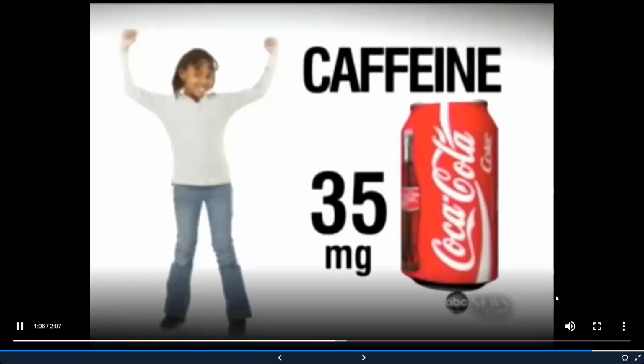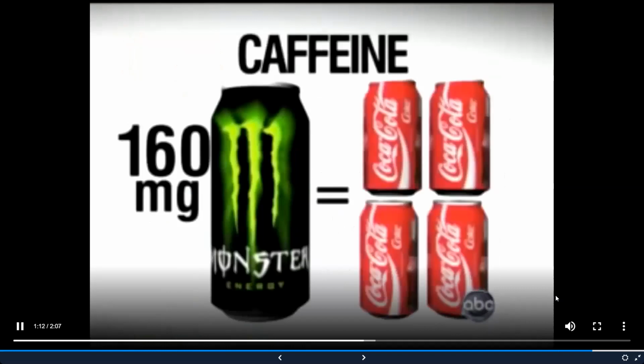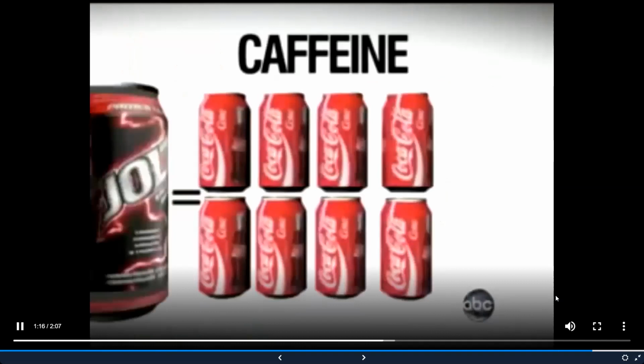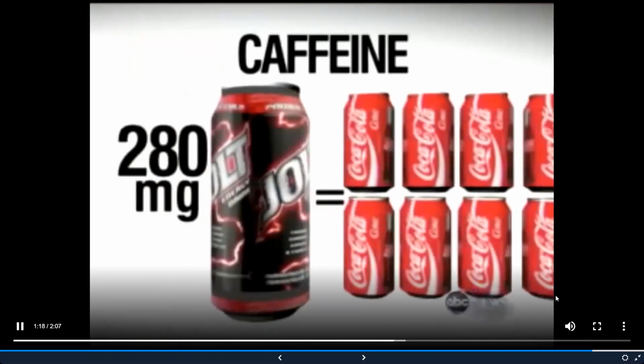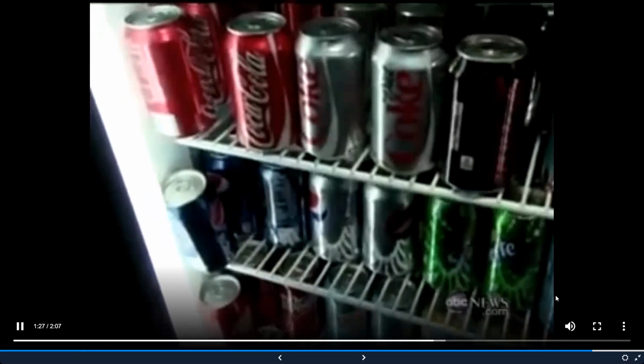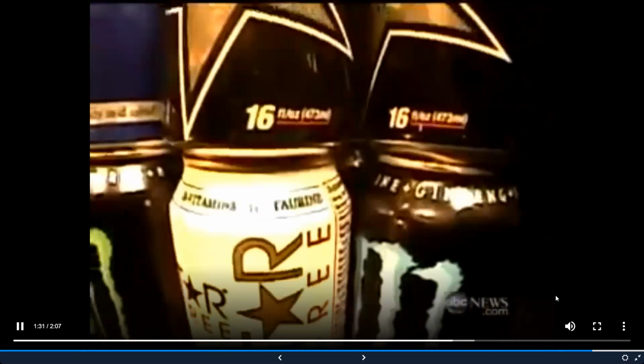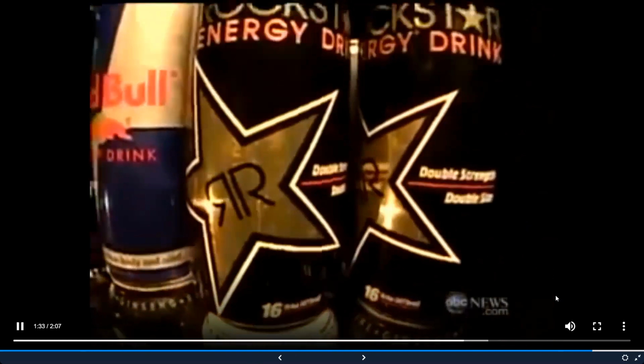A Coke has about 35 milligrams. A cup of coffee, 100. Energy drink Monster has 160 milligrams, the same caffeine as 4 Cokes. Jolt, roughly the equivalent of drinking 8 Cokes. It's over the counter, nobody's regulating it, and anybody can get it. The FDA does limit caffeine to 71 milligrams per 12 ounces of soda, but the study authors say energy drinks get around the rule by calling their product a supplement, not a soft drink.